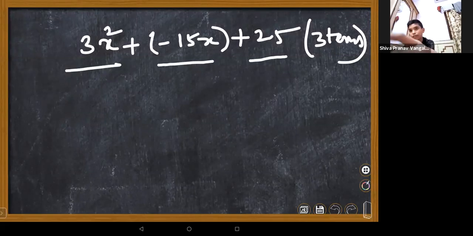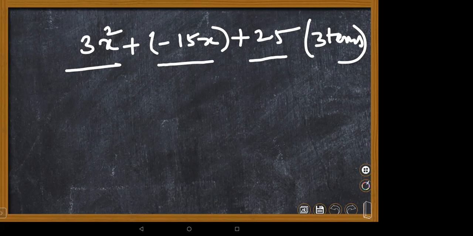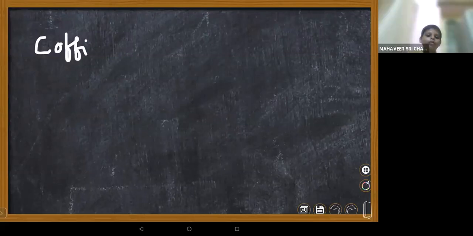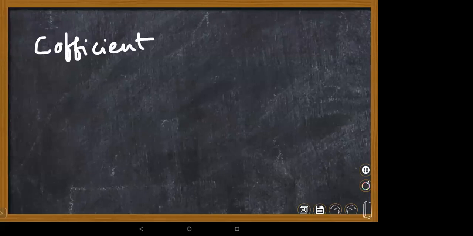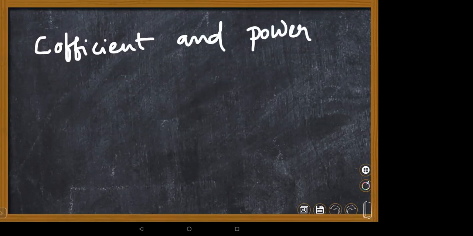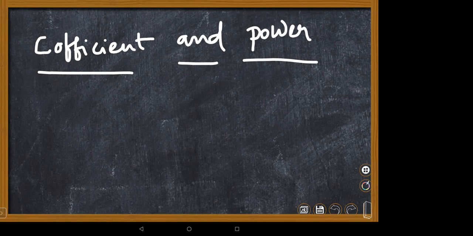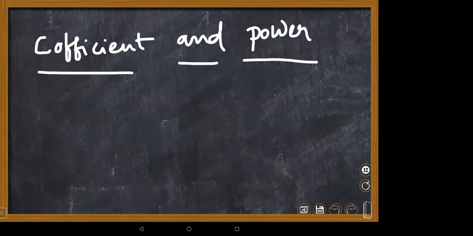So in an algebraic term, any factor is a coefficient of the remaining part. Consider, what is coefficient, children? Ma'am, can I tell what it is? Yes, coefficient and power. Ma'am, I have a doubt. What is coefficient? What is power of an expression? Ma'am, power of an expression is the greatest power of that whole expression, and coefficient means, for example, 2x square, the coefficient of x square is 2. Oh, very good.